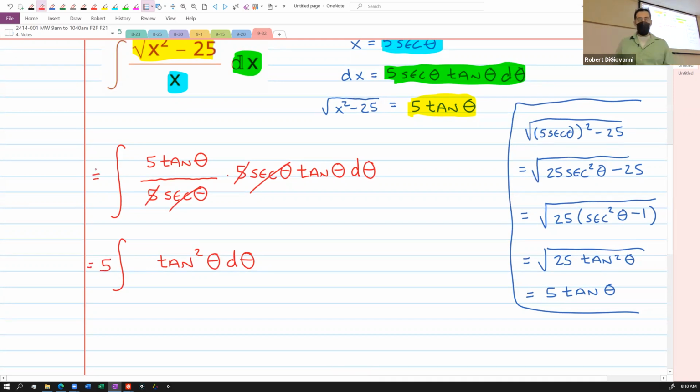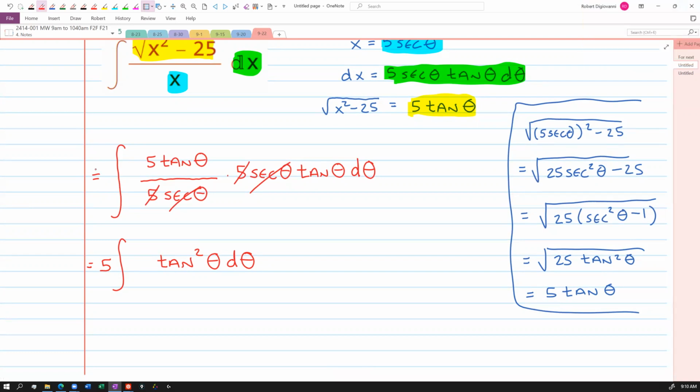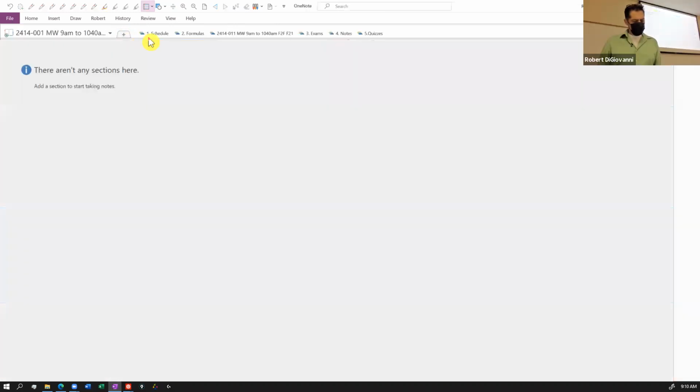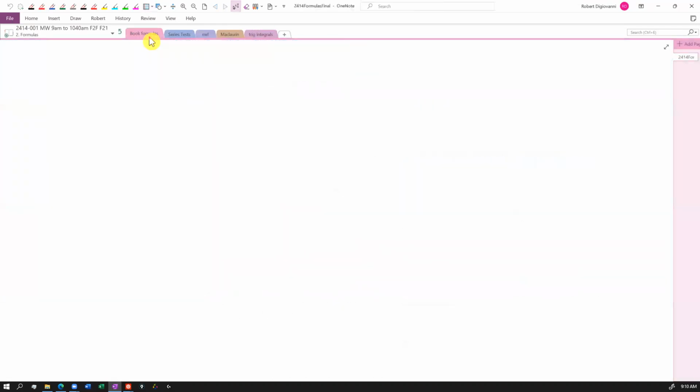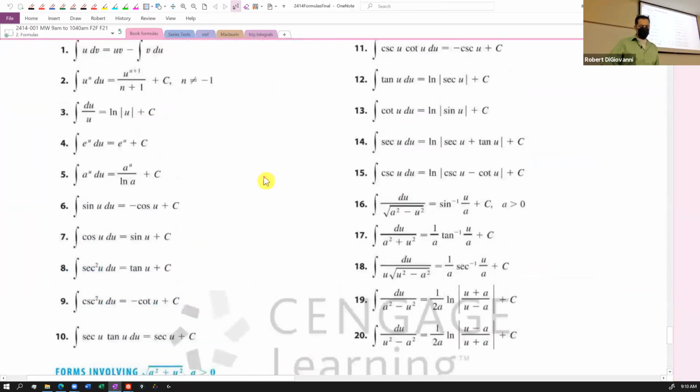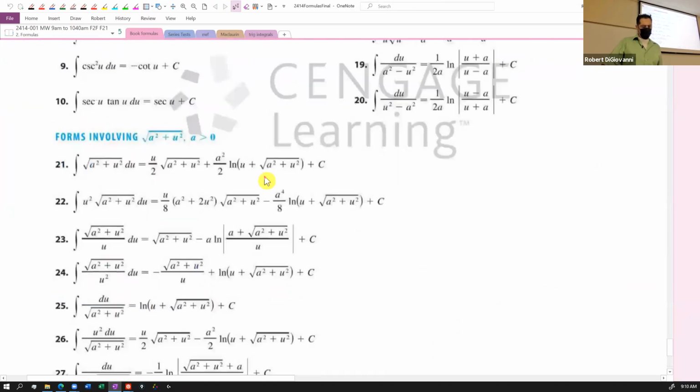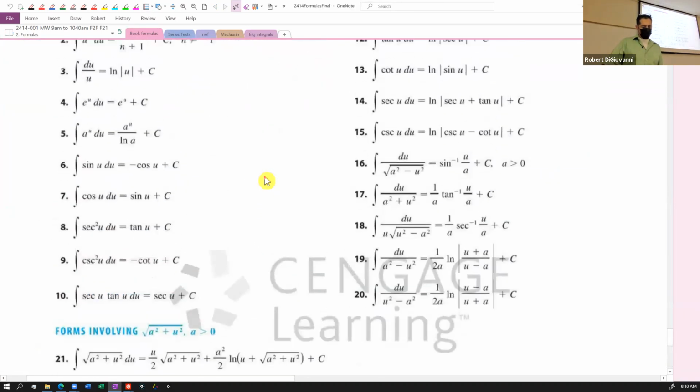Equals. Okay, so how do we handle tangent squared? There's a couple of different ways we can do this. So anyone have any ideas? The reduction formula? Which reduction formula are you referring to? Do we have one for tan squared? No. I don't think we have, on our formula sheets, anything to handle tan squared.